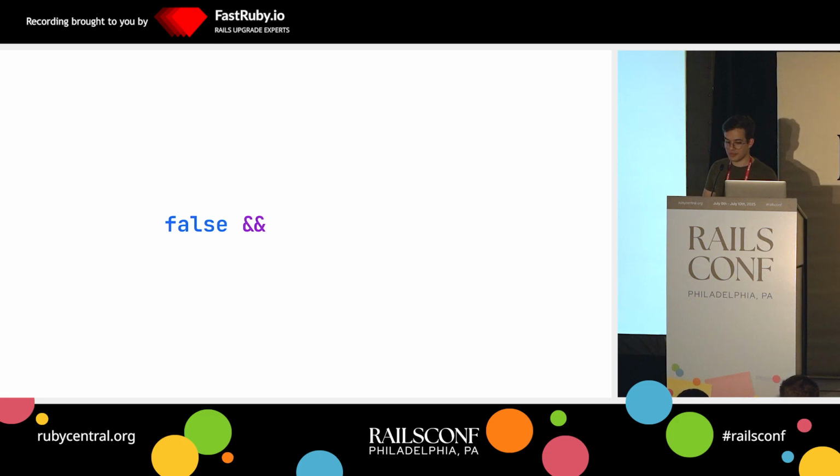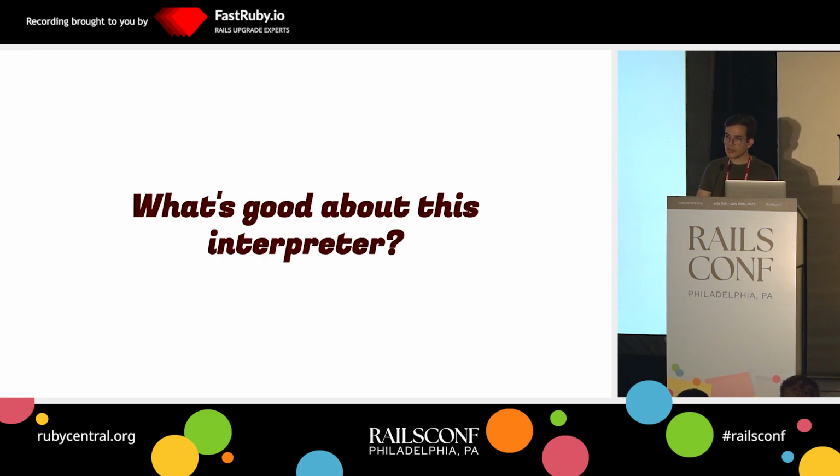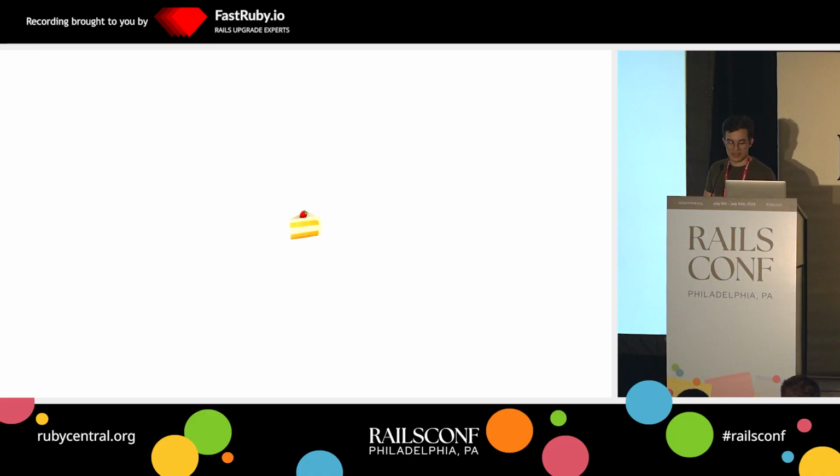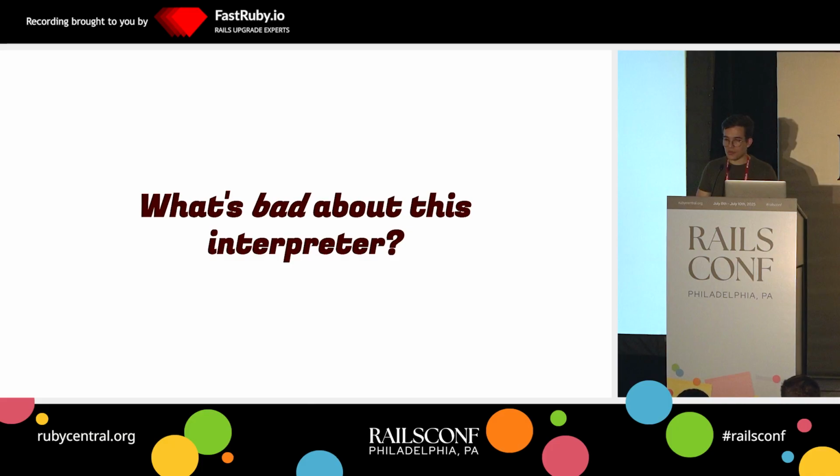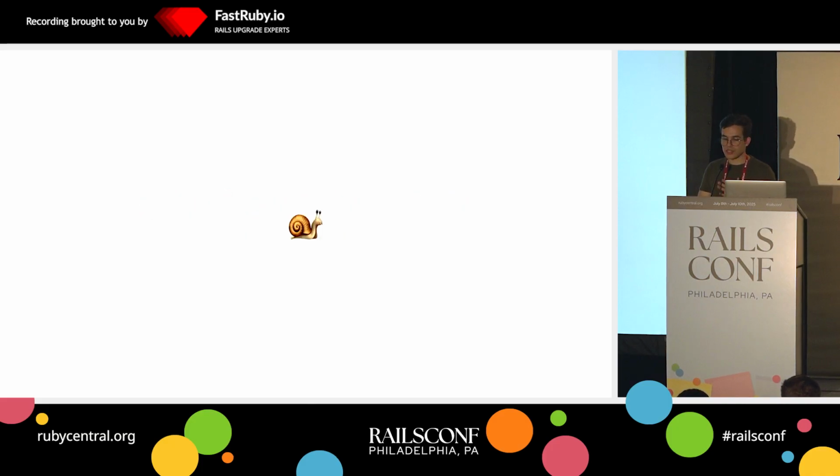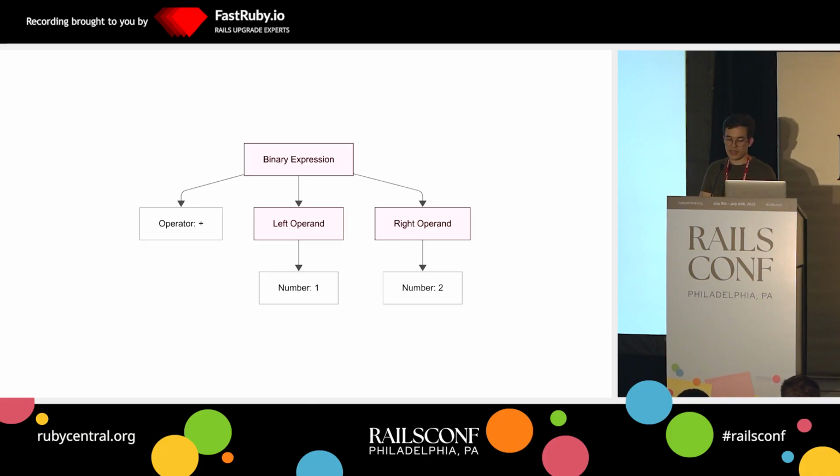And now you know how this is implemented. What's good about this interpreter is that it's very easy to build one. That's why Matz chose this architecture. But what's bad about it is that it's super slow. And it's slow because of how we represent this data.